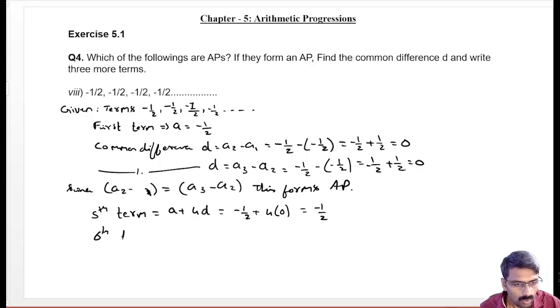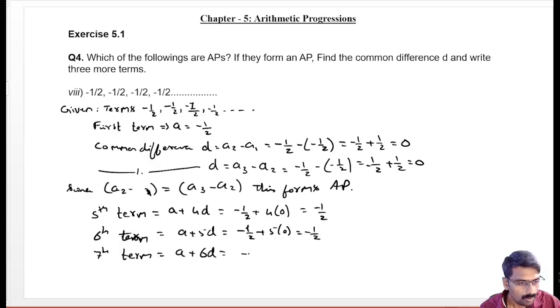And sixth term, a plus 5 times d, that is equal to minus 1 by 2 plus 5 times 0, which is equal to minus 1 by 2. And the seventh term, a plus 6 times d, that is equal to minus 1 by 2 plus 6 times 0, which is equal to minus 1 by 2.